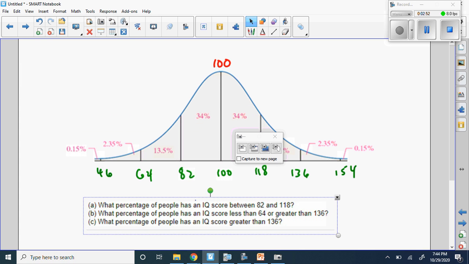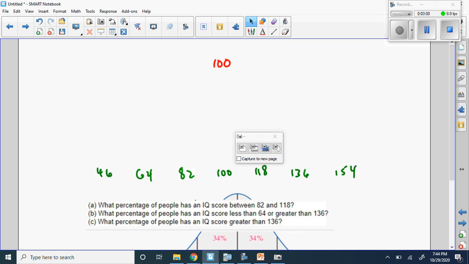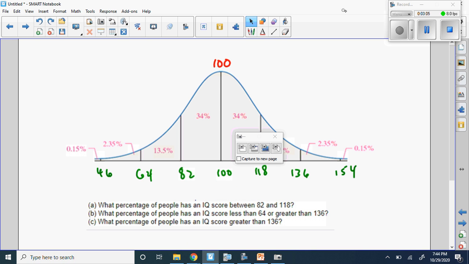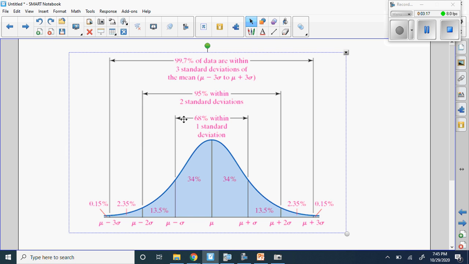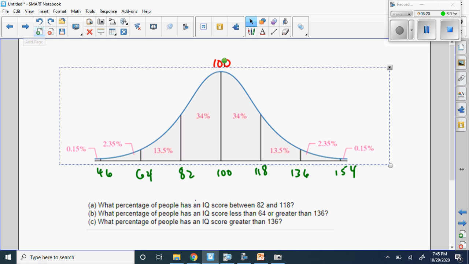All right, so how much is between, let me hit this back right there. Let's make this go down. How much is between 82 and 118? Well, how much is between one standard deviation below and above? If you look at that, the answer would be 68%, right? 68%.